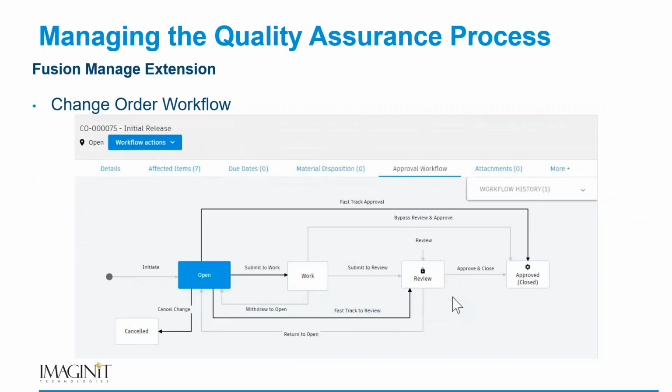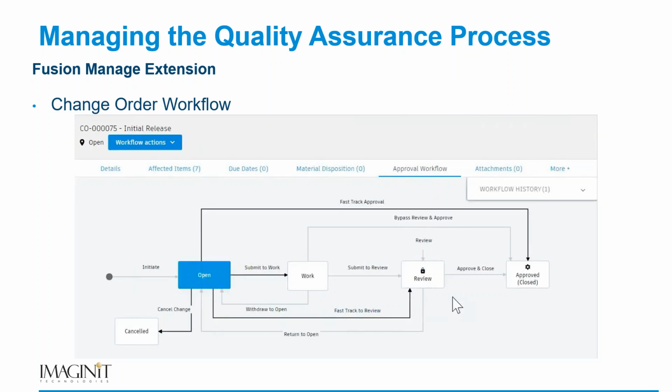When you look at the change order workflow, very straightforward, very similar to the Vault change order workflow, mind you, where you can just simply open, perform the work. Once it hits review, you can't go backwards other than returning it to open, okay? But it does create a lock state, and then once you approve and close it, then you're done. You can't reopen it. You have to go back and create a new change order, just like Vault.